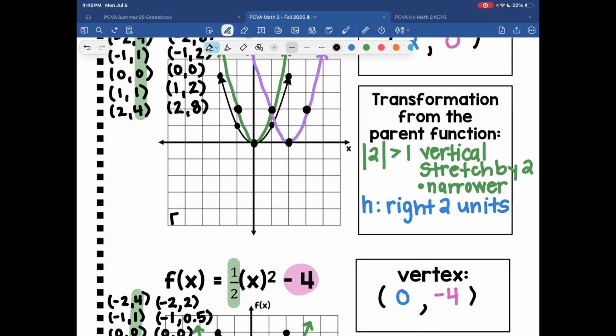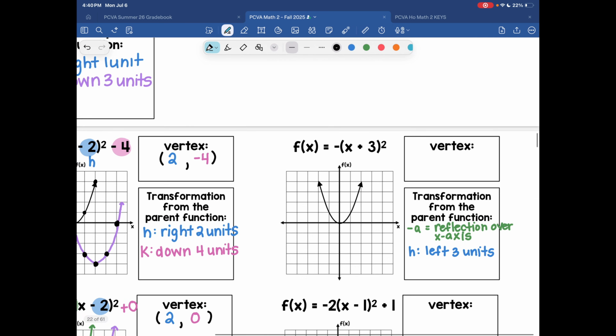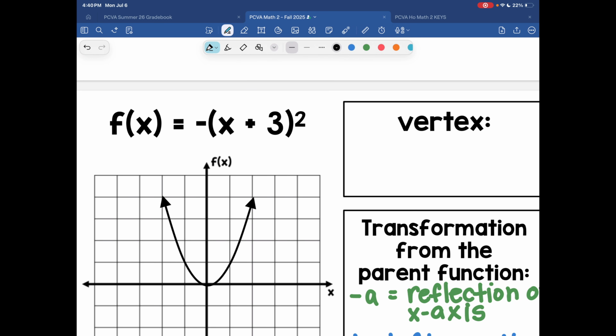Same thing here, the final graph is the purple. Okay, so if I go back up here, for this one I do not have a K value this time. I do have an A value of -1. I have an H value that's technically -3. So I know that my vertex here has an H value of -3 and a K value of 0.